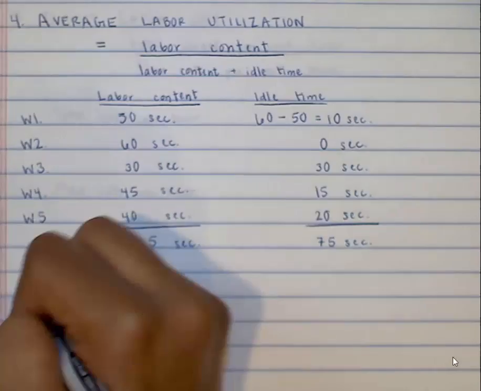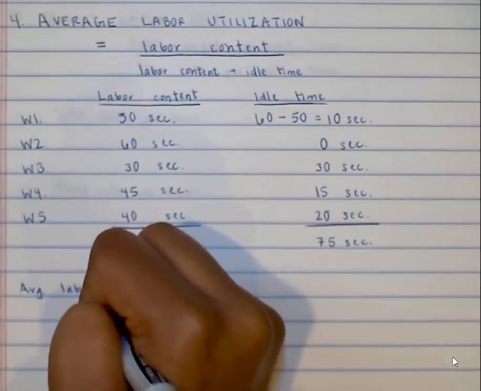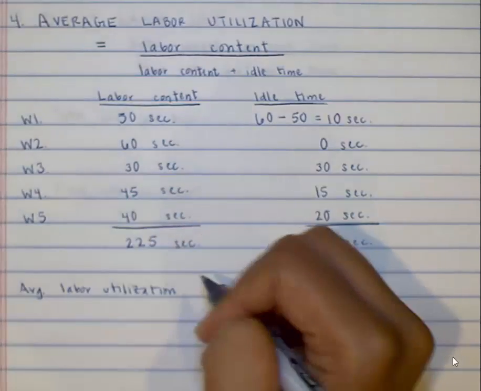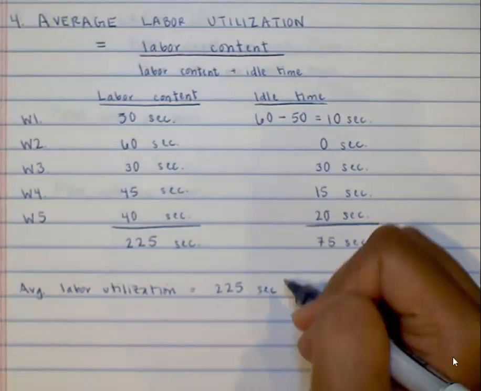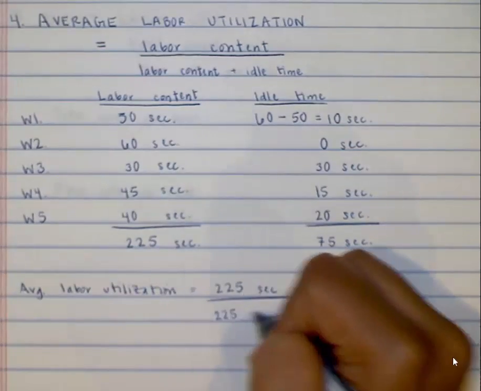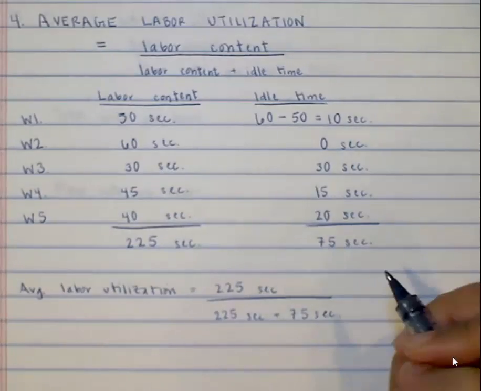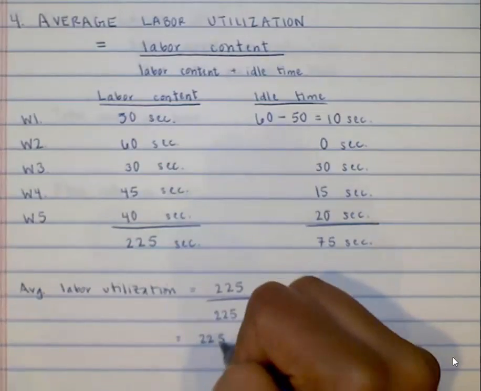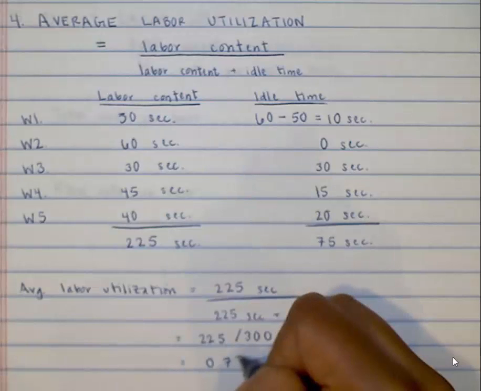Then we can just substitute this into our equation above. So we have that average labor utilization equals 225 seconds divided by 225 seconds plus 75 seconds, and 225 over 300 equals 0.75.